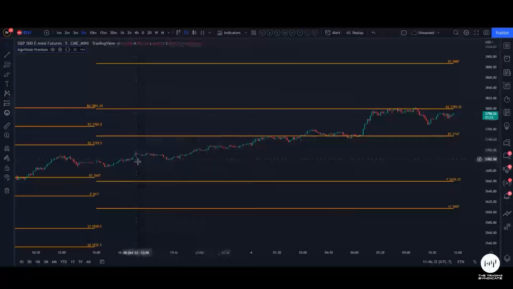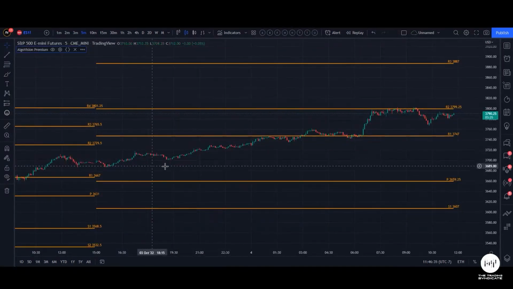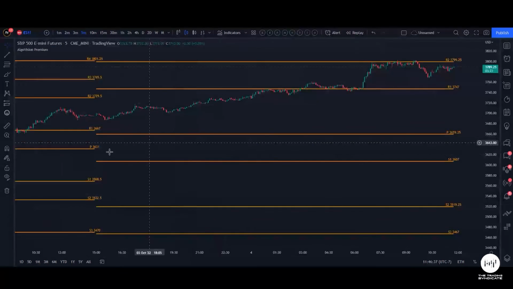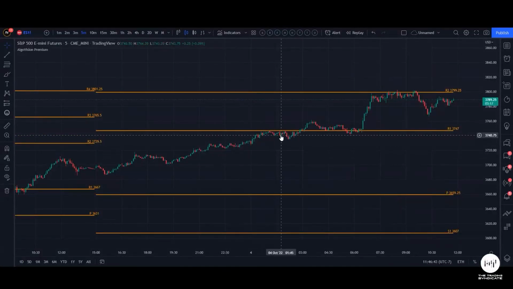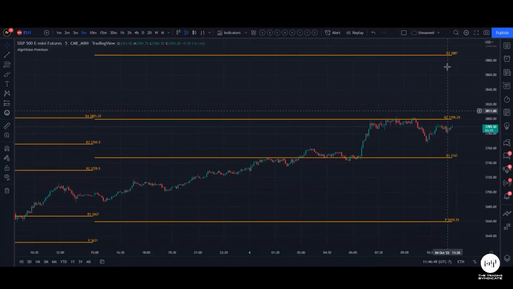If it is above the pivot level, that means that the buyers are in control. Likewise, if it is below the pivot level, that means that the sellers are in control. But if the buyers are in control, we're watching key resistance levels. And the key resistance levels that we're watching are R1, resistance 1, R2, resistance 2, and then R3, resistance 3.